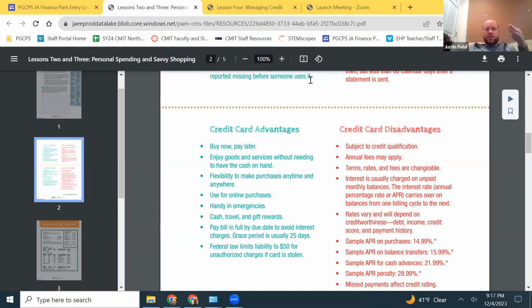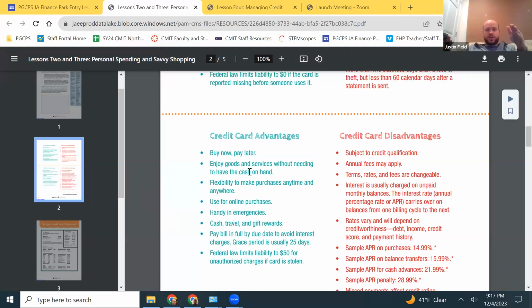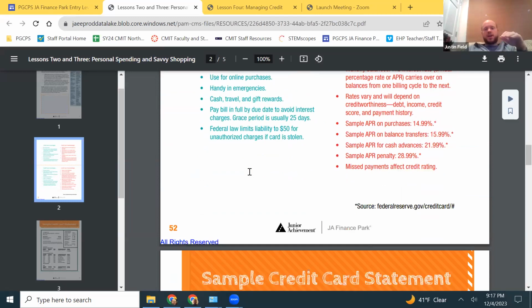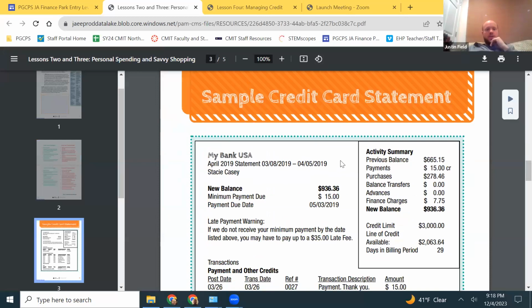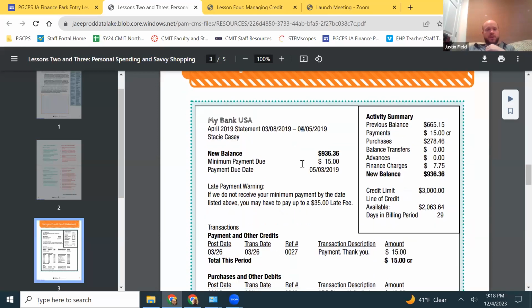Credit card advantages, credit card disadvantages. So we talked about these things, and now we're going to look at a sample credit card statement. You ready? So, April 19th statement. The first thing we have is our statement date. It's for about a month. You see, March 8th to April 5th.